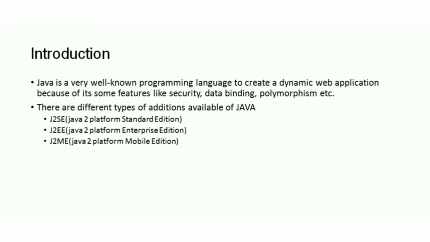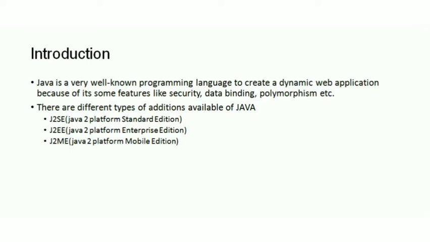There are different types of editions available for Java. When you create an application, there are three main things you have to learn about Java. So there are three editions. First one is J2SE, which is known as Java 2 Platform Standard Edition, which is our core Java, which you learned in your previous semester. All the things you cover in that subject, that is programming in Java, is defined as J2SE.